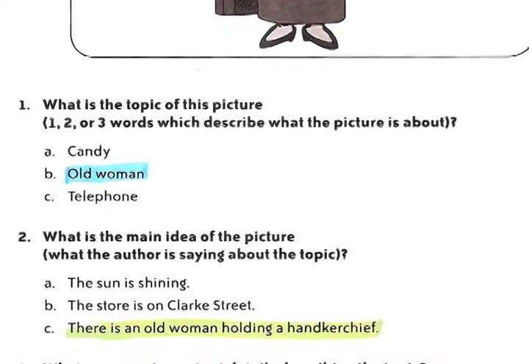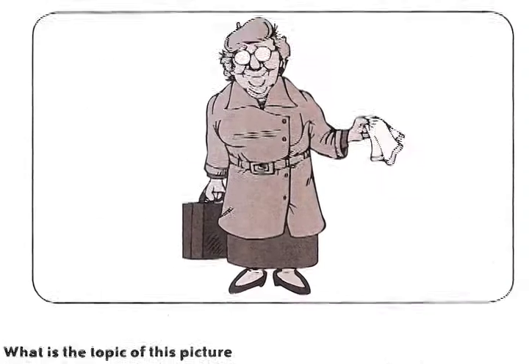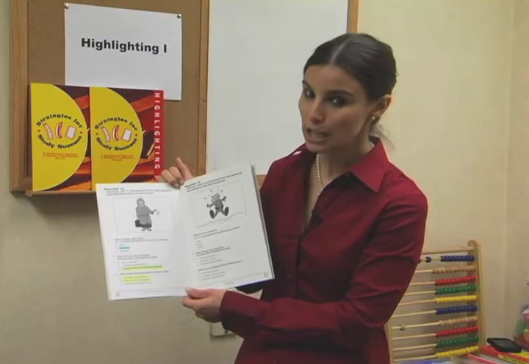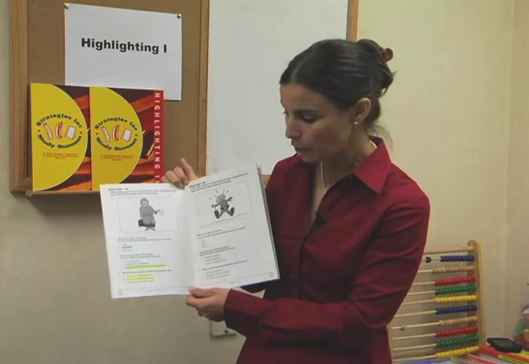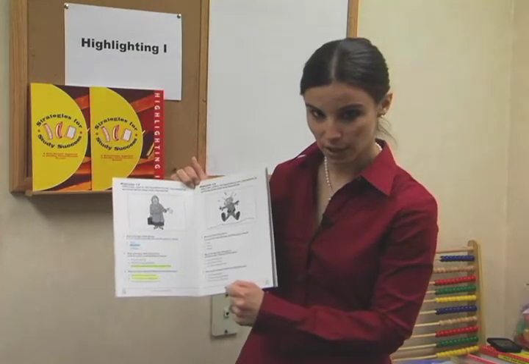Question 2 asks, what is the main idea of the picture? A, the sun is shining, B, the store is on Clark Street, or C, there is an old woman holding a handkerchief. Here we know that the main idea is choice C. So the student would take out the green highlighter and highlight choice C, as the student did here.